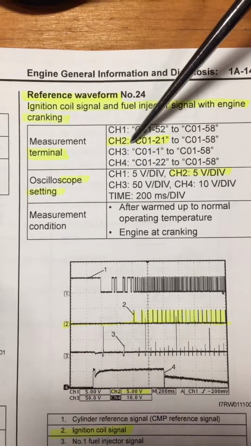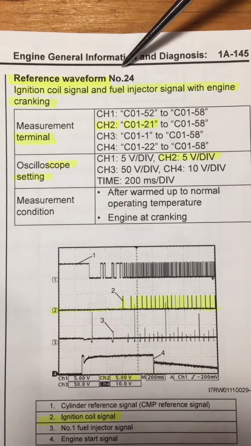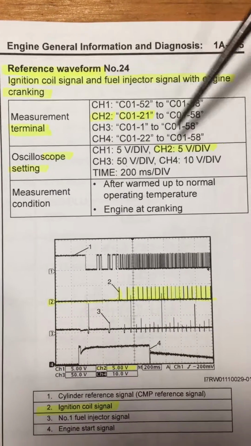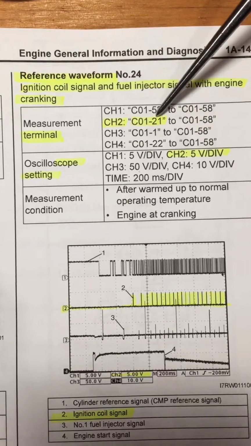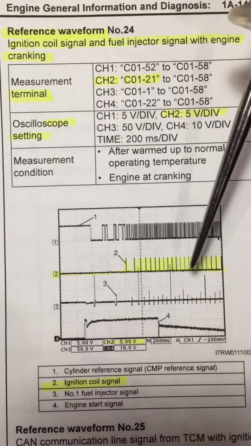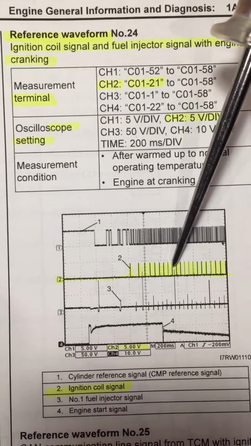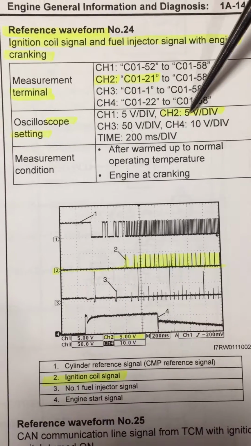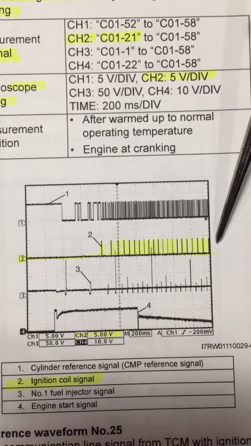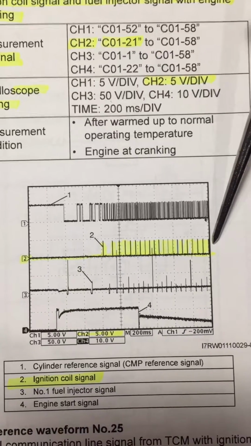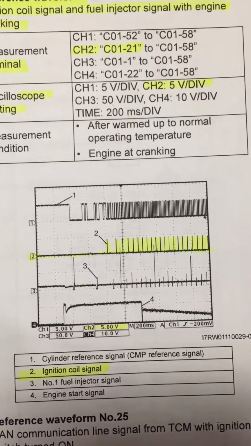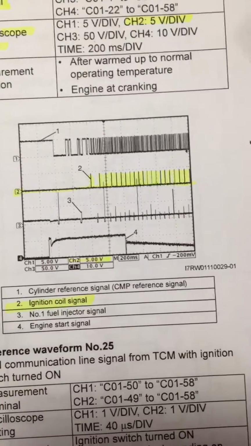So channel 2 here, if you look at the reference waveform, ignition coil signal, that's really the trigger signal that comes to the coil from the ECU, and what it should look like. You can see channel 2 there is what triggers the number 1 coil in this case. The oscilloscope setting is channel 2 on 5 volts per division, and I know it's tricky to see in this drawing, but you can see the pulses there which would trigger the coil. It's just a little under 1 division, so at 5 volts per division, just a wee bit under 5 volts.